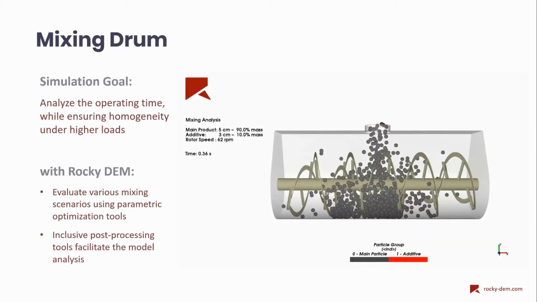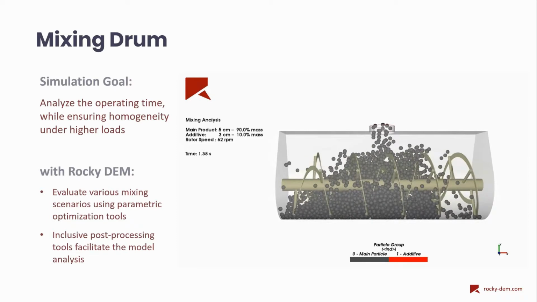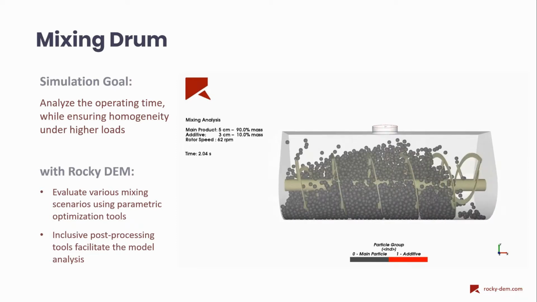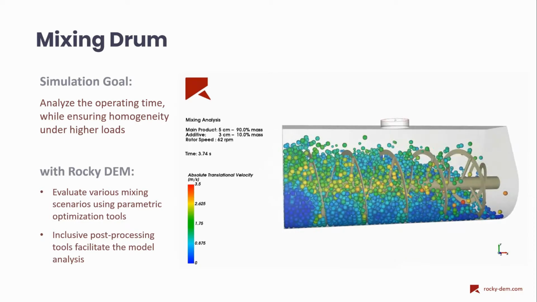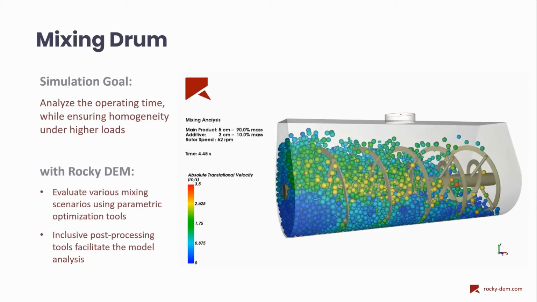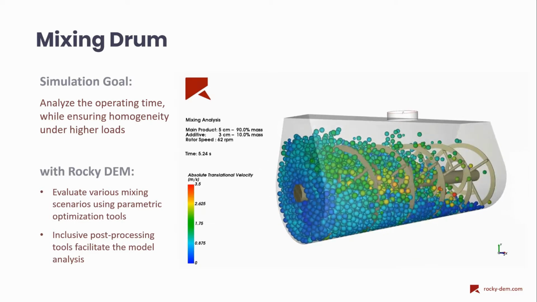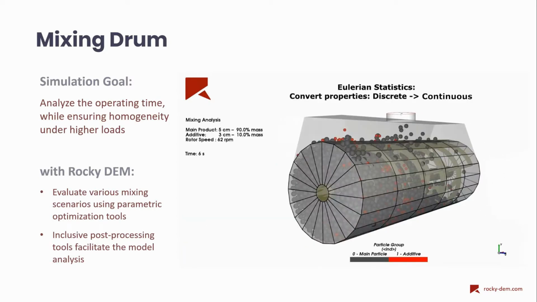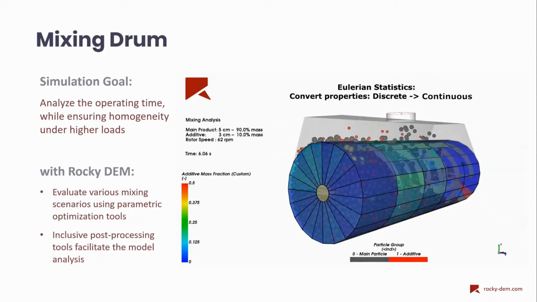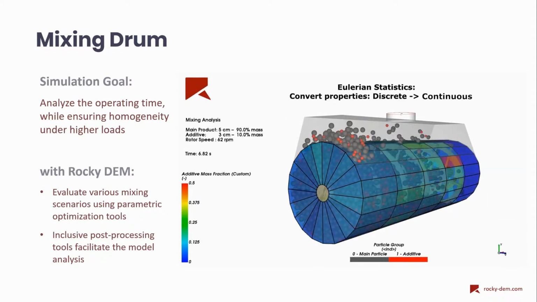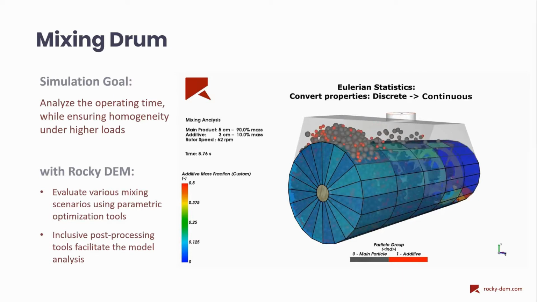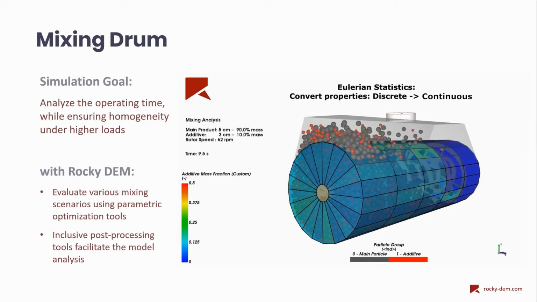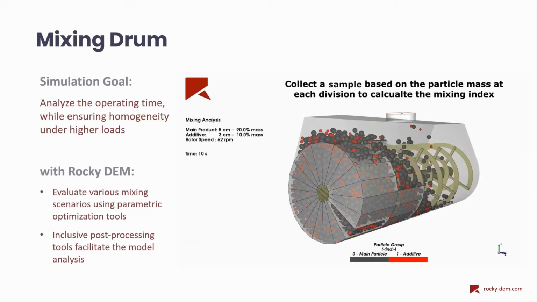The important parameter in a mixing drum is to decrease the time for the system to reach the stage of complete mixing. This time is important in food and chemical industries because we want to prevent product degradation. And using Rocky post-processing tools, we can convert discrete variables to continuous forms of them, for example, to see the mass fraction and volume fraction inside the drum. And by taking a sample, we can determine the degree of mixing.